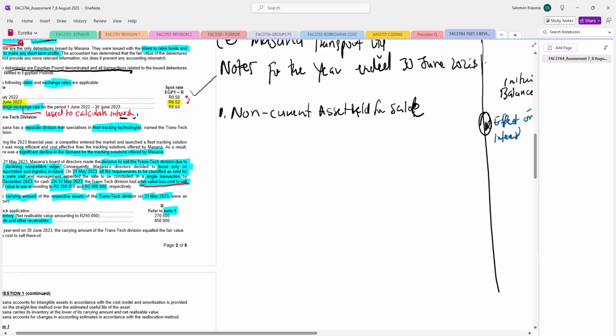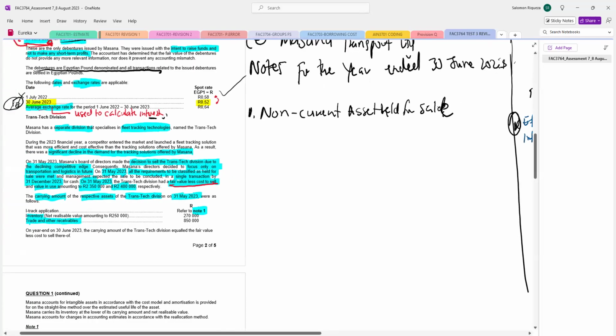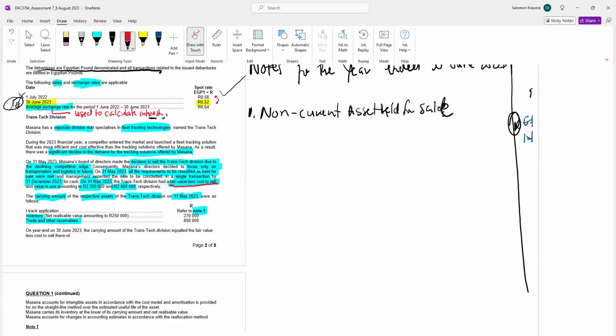So I want to come back to my notes. How should my notes look like? I put my name there, note non-current asset held for sale. Then I will start here, guys. This story, you're going to copy the story.